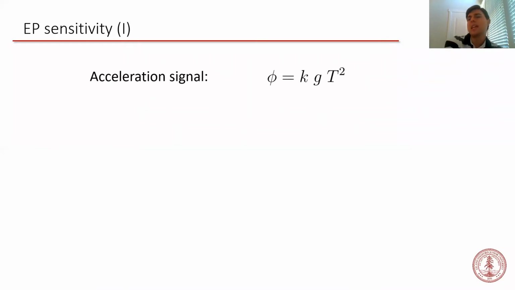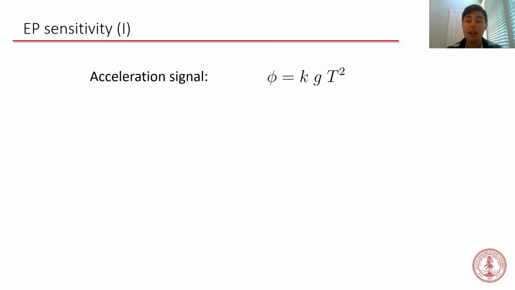The previous EP tests with atom interferometry were limited largely by their lack of sensitivity. We obtain high sensitivity to the relative acceleration between rubidium-85 and 87 by using the long time, large momentum transfer interferometry sequences that I described before.